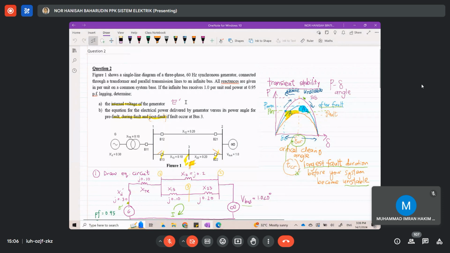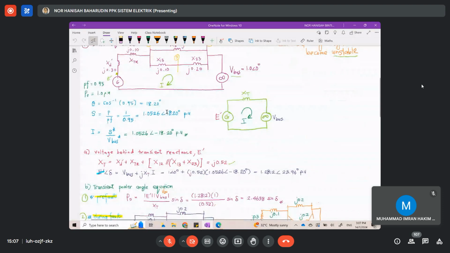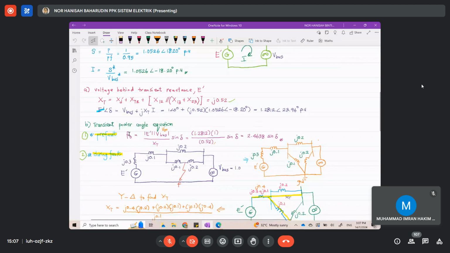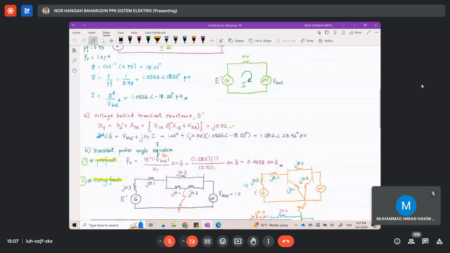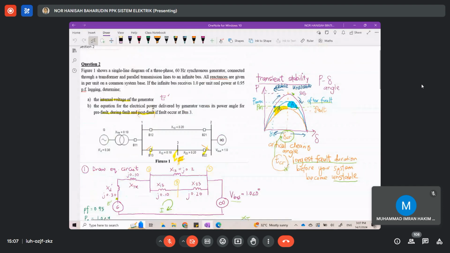Okay, since E prime is not given, remember that you need the E prime, which is the internal voltage of the generator, for the power angle equation. Okay, you should substitute E prime value into this transient power angle equation: E prime multiplied with infinite bus divided by the total transfer reactance. So that's why you have to calculate what is the E prime.